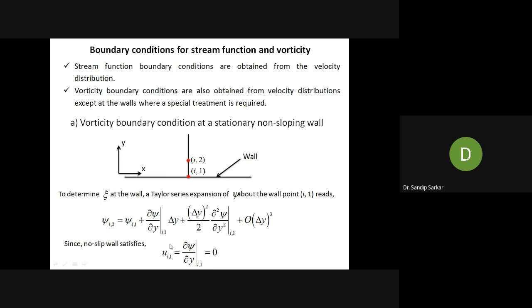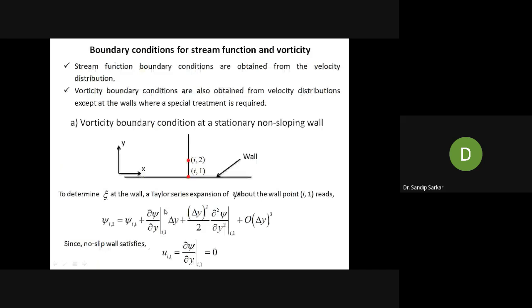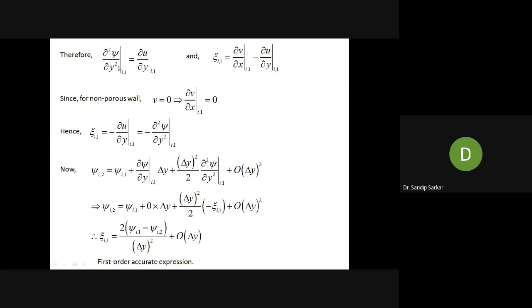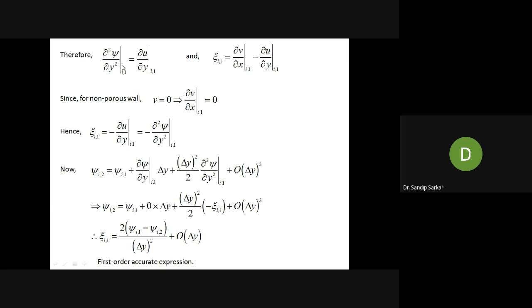So you are writing del psi del y at I1 is 0. This term will be 0. This term will be 0. So that means, if del psi del y is equal to 0, therefore you can write del 2 psi by del y2 equal to del u del y. Simply what you are doing, you are taking the derivative with respect to y. So del 2 psi by del y2 equal to del u del y at point I1.